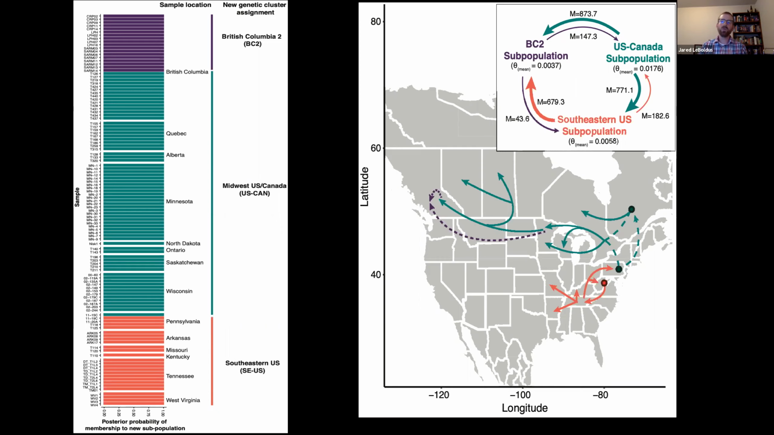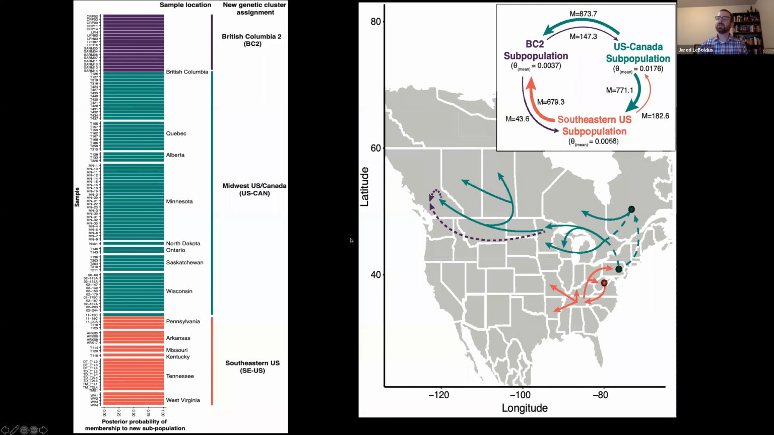And so when we go back to the previous slide where we had the US-Canada population, and then the southeastern US population, and then this BC2 cluster, it turns out that this BC2 cluster is different enough from the other two that it basically breaks out by itself. And that's really interesting when we start looking at the geographic distribution of this pathogen.